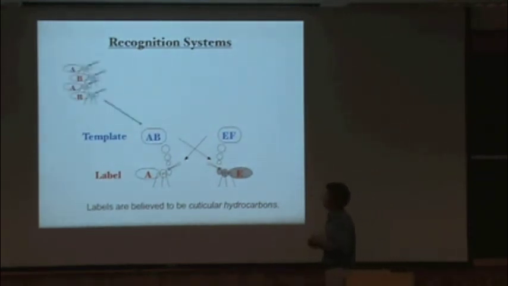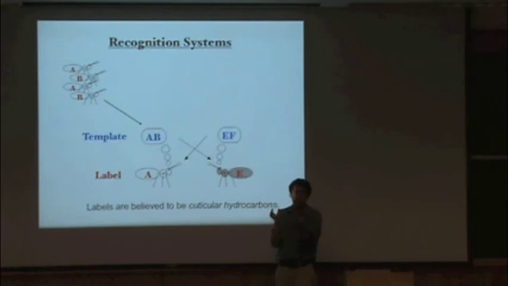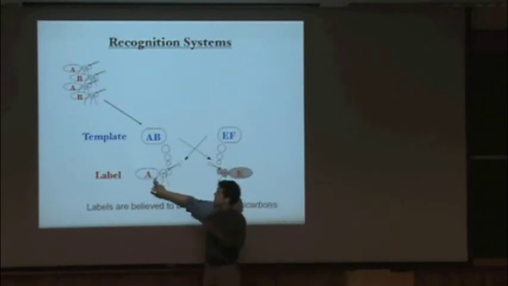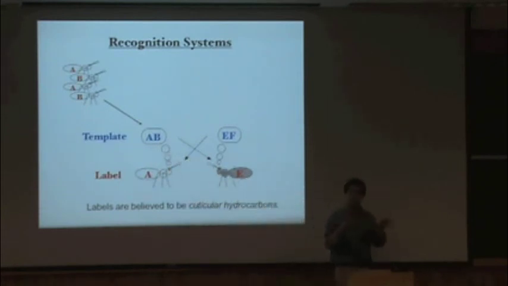And in social insects, it's believed that these templates form through imprinting early in the life of the ant. They emerge from pupation, and they don't really do much for the first week or so of their life. It's believed that during that time period they're imprinting on the odors that are around them in their colony, and that's what's forming this template. So this ant, even though it's expressing label A, because it has other ants in the colony that express label B, it's imprinted on both of those odors, and it's willing to accept ants that express either one of them.